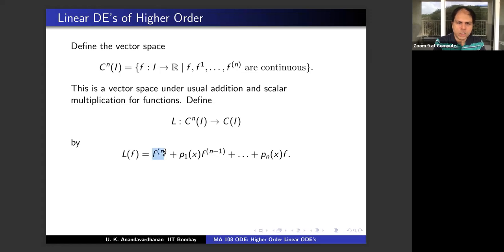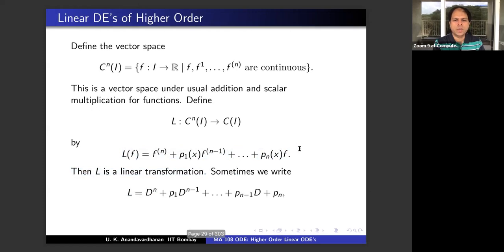if your equation is y^(n) plus p1(x) y^(n-1) plus ... plus pn(x) y, then you define the linear operator L of f like this, exactly using the coefficients of your differential equation. And this L is clearly a linear transformation, and its image is continuous because you are assuming all these derivatives are continuous and these coefficients are continuous; a product of continuous functions is continuous, and a sum of continuous functions is continuous. Therefore, this is continuous. Okay. So L is a linear transformation.